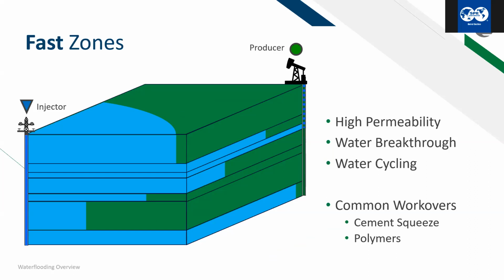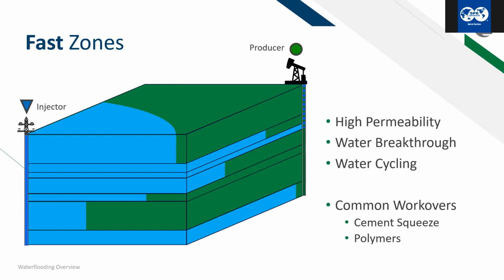Now, if you get to a point where so much water is breaking through that you're starting to have issues dealing with it, then there are common workovers that you can implement in order to reduce the water or reduce the fast zone, isolate it, break it off, something. Two different options that I'm aware of.